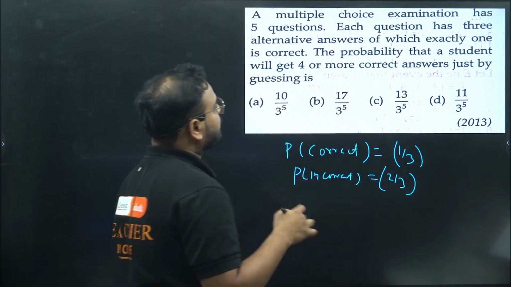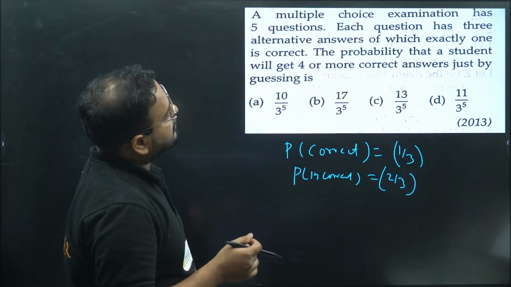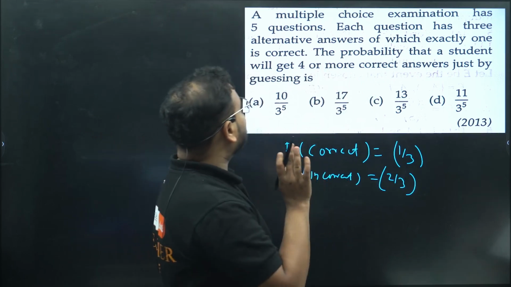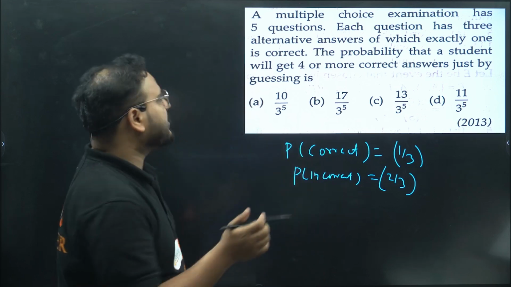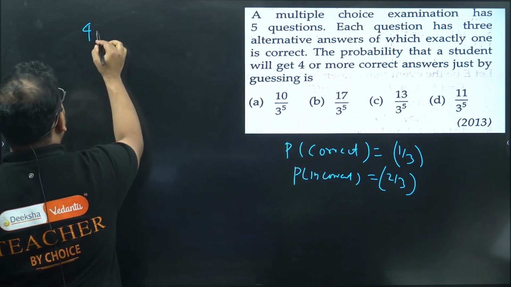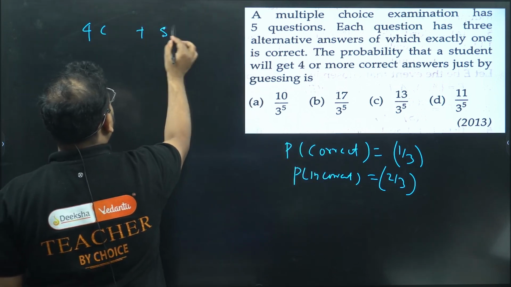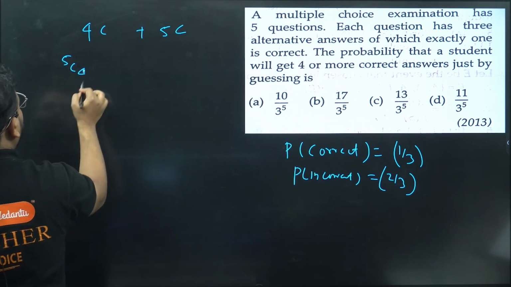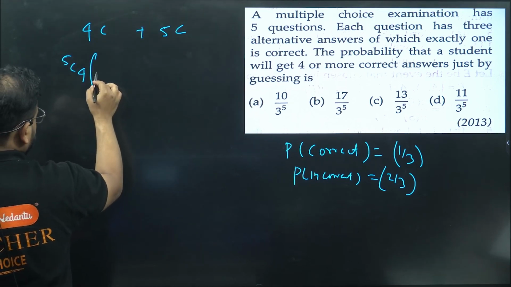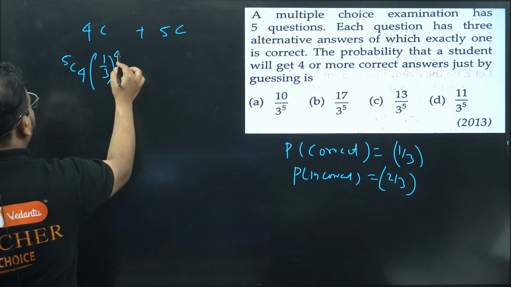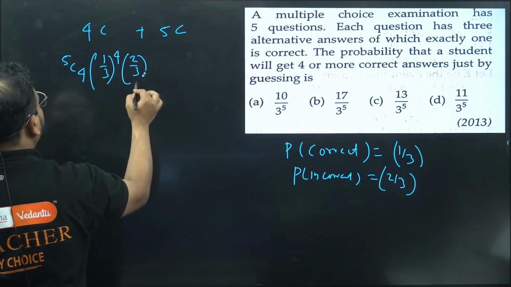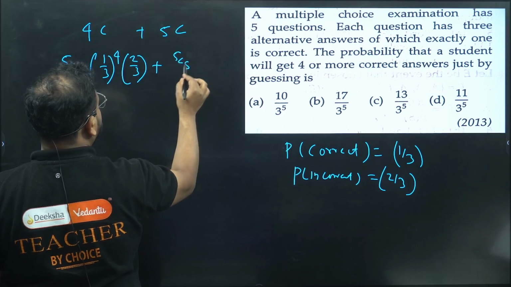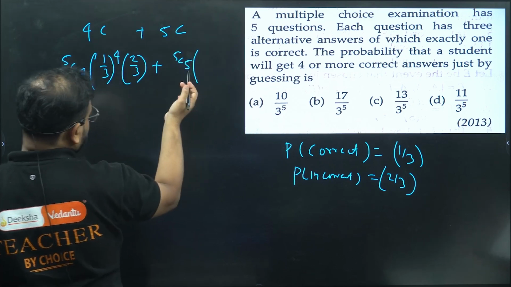Let's look at the rest of the question. It asks for the probability that a student will get 4 or more right. 4 or more right means either 4 correct, or 5 correct. For 4, I have to choose 5C4, so I have 1 by 3 power 4 into 1 wrong, 2 by 3, plus. For 5 correct, we have 5C5 ways.